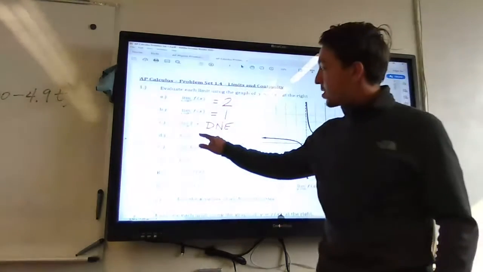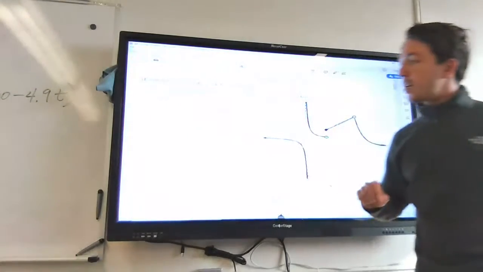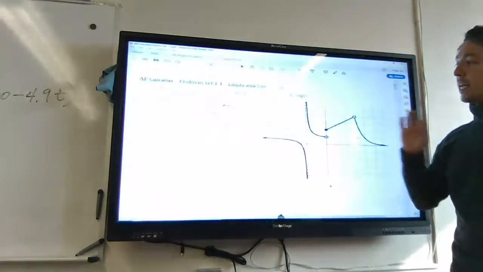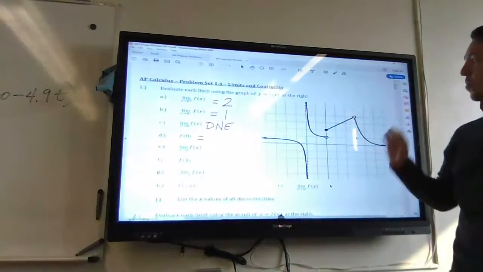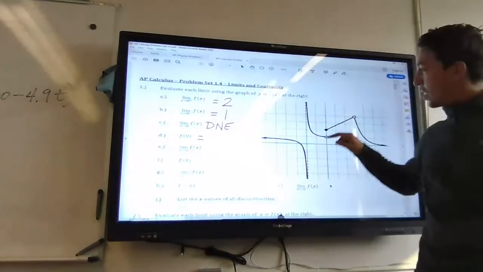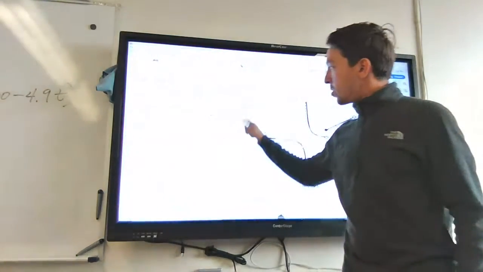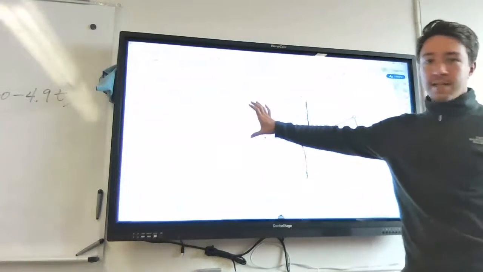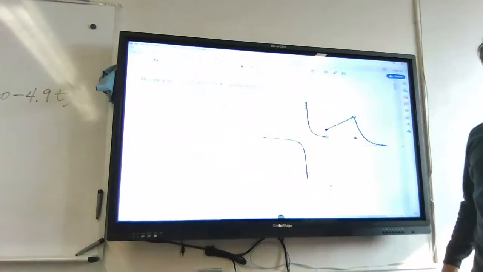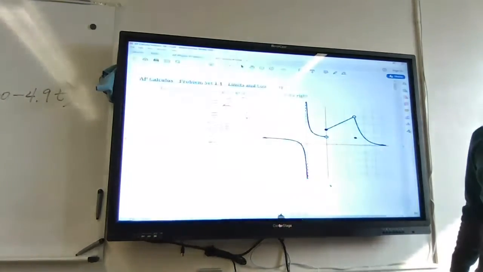Okay, f of 0, as we said earlier, that's asking what is the actual y value. So since there's a solid dot there, it's 2. So this little packet of information right there, that little set of 4 statements, yes.